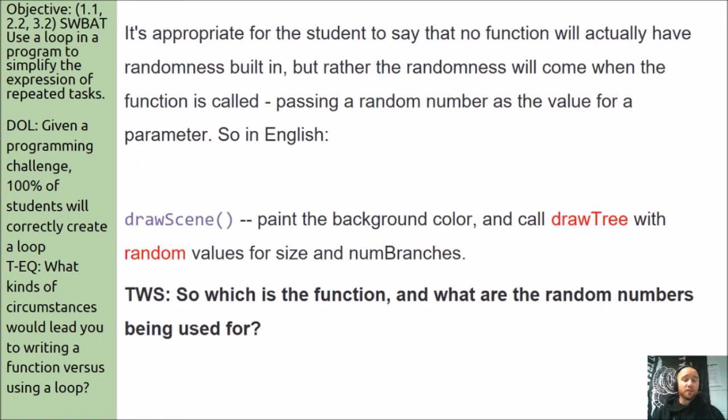It's appropriate for the student to say that no function will actually have randomness built in, but rather the randomness will come when the function is called, passing a random number as a value of a parameter. So in English, what I'm saying is draw scene is the function, and the types of things in that function will be to paint the background a certain color, to call another function called draw tree. And then that function, draw tree, will have random values for the size and the number of branches in the tree.